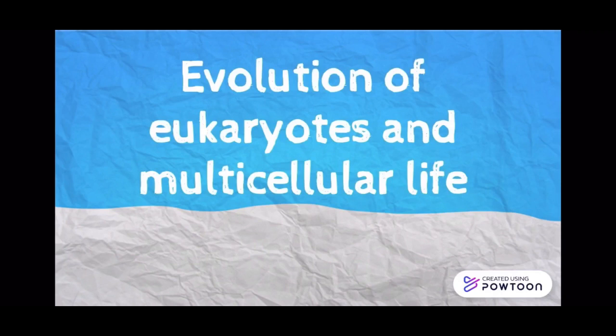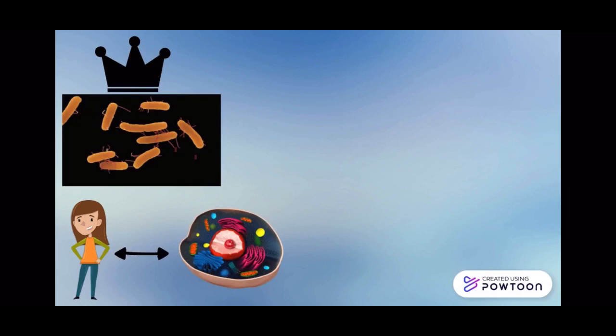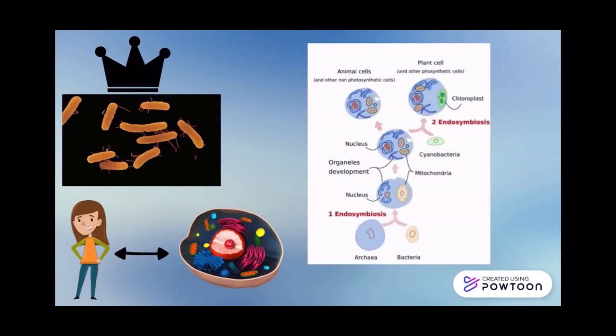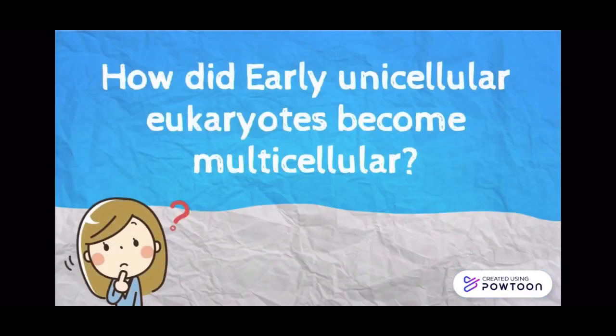But how did the evolution of eukaryotes and multicellular life occur? Well, prokaryotes ruled the planet for a large part of Earth's history, but your cells and the cells of other complex organisms are eukaryotic. The first eukaryotic cells are believed to be the result of a predator-prey relationship in Earth's oceans roughly 1.5 billion years ago. Scientists believe that endosymbiosis may be the reason modern-day eukaryotes have organelles. The following video will give you a clearer understanding of how unicellular eukaryotes became multicellular.